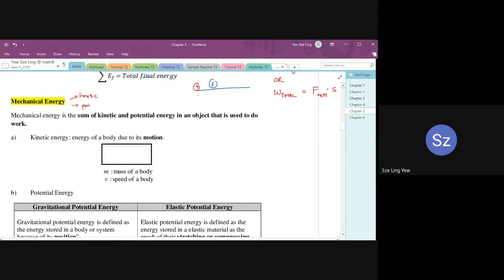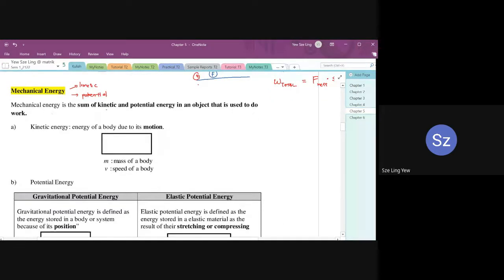Okay, these two energies are the main focus in this chapter. So we are going to focus on kinetic and potential energy first. Mechanical energy is the sum of kinetic and potential energy in an object that is used to do work. Kinetic energy of a body is due to motion.